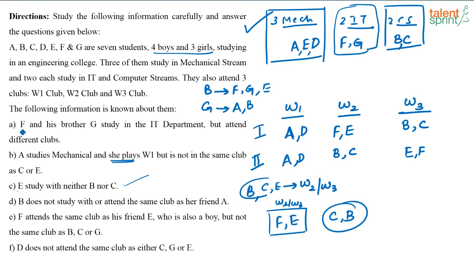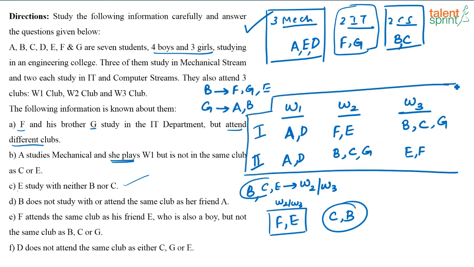Here if you see, they have given that F and G will attend different clubs. So if F is here, obviously G has to be here, or if F is here, obviously G has to be here. So for this question we get two possibilities and both the possibilities seem to be correct, right? Both of them are not violating any rule. What we know is that either F and D has to be in W2 or F and D has to be in W3. According to that, position of B, C, G will change.